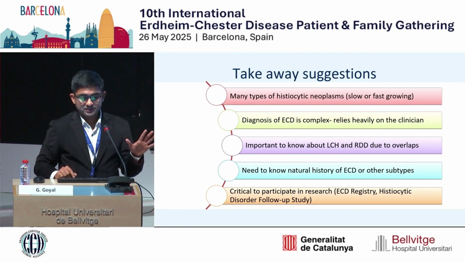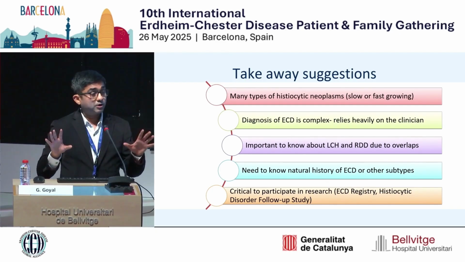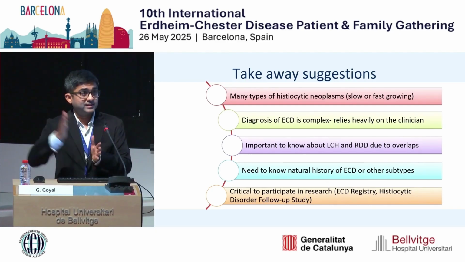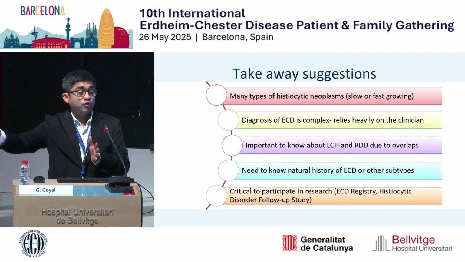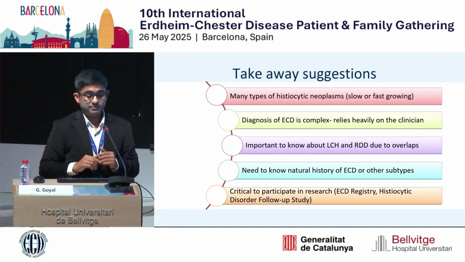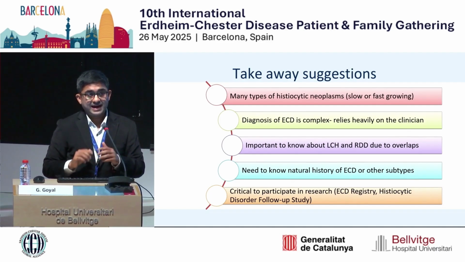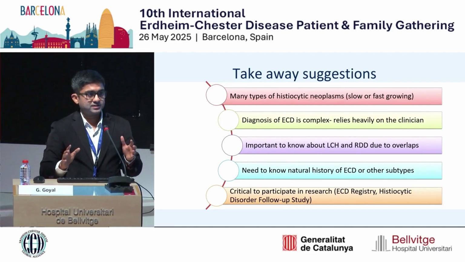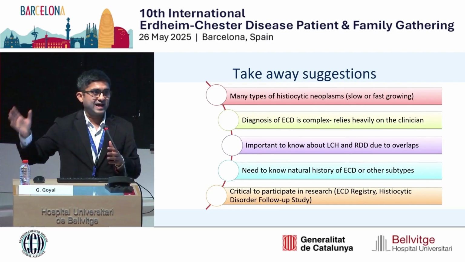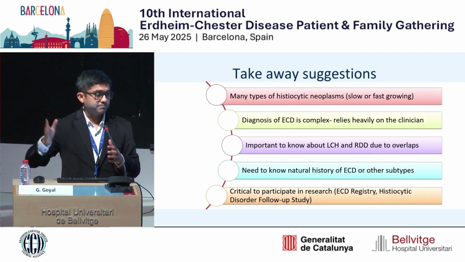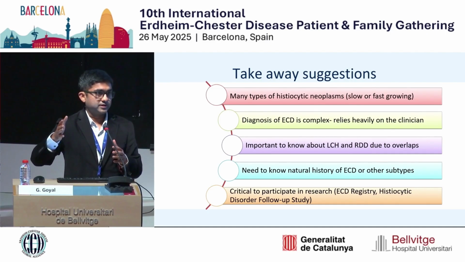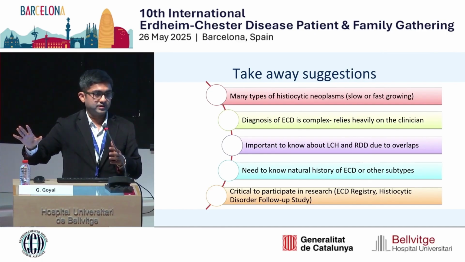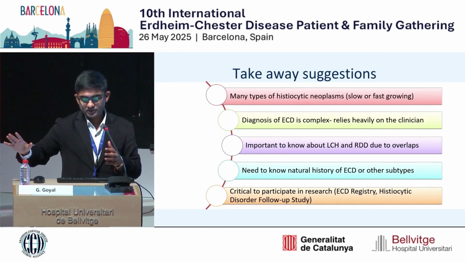So, takeaway suggestions. There are many types of histiocytic neoplasms. It's important to know about the others as well, because we have seen that the others can happen over time in people who may have one type of histiocytosis. Diagnosis of ECD is very complex. The burden of proof lies on the clinician, compared to other histiocytoses or other cancers. The clinician has to be thinking about it, otherwise the diagnosis will be missed.